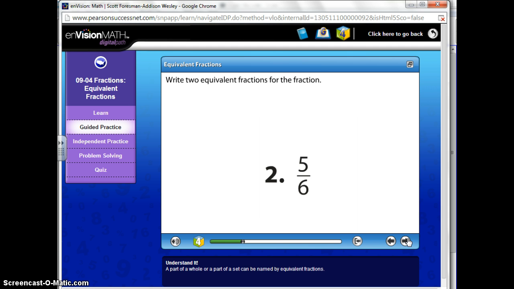But I'm going to give you a hint. You can't divide by anything other than 1 for a 5 and a 6, right? So dividing isn't going to work. We'll have to multiply.